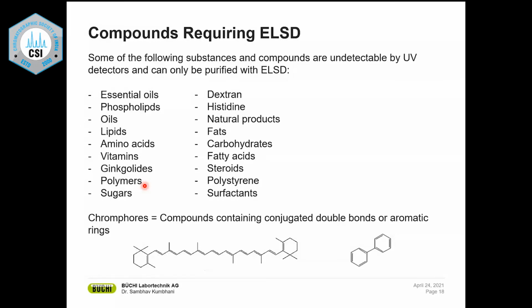And these are the typical compounds that you would measure using ELSD, and which would be very difficult or nearly impossible to measure using UV. And with mass spec, it will be difficult to isolate or identify each one of them, because their fragmentation pattern won't be so unique every time. So some of them include essential oils, lipids, carbohydrates, steroids, surfactants, histidines. These are sugars. These are some commonly used compounds where ELSD has given an edge.